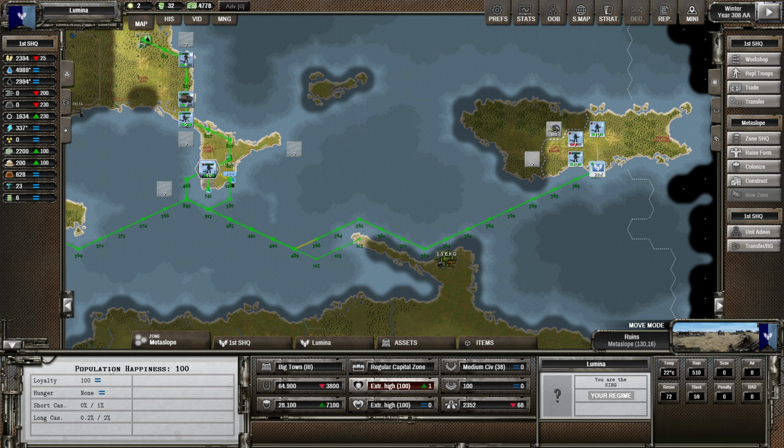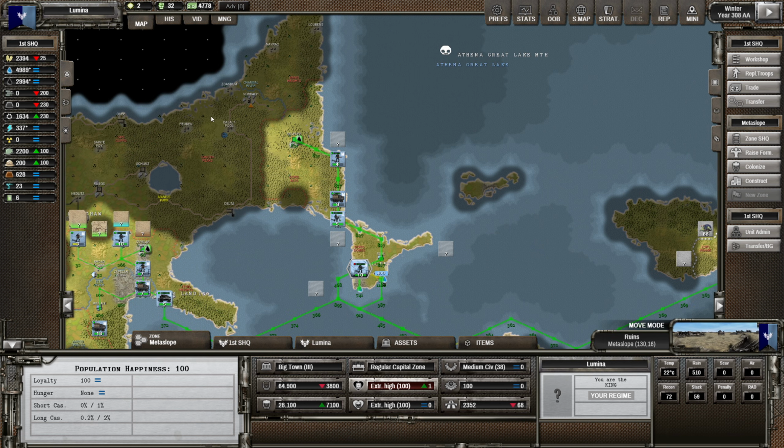Here's your population happiness. I won't explain how this works. Read the manual basically, but yeah, here's where it shows you your loyalty, which is one of the modifiers for happiness. Hunger is here, so if your people are starving, you'll see it here. Short and long-term casualties are how your happiness is affected by the amount of losses that you're getting during a war. Okay, then so this is for population only.